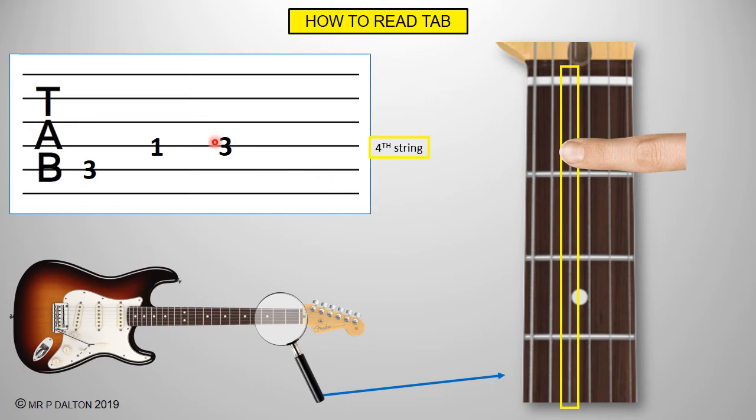Moving on to the next note, same string, so I'm staying on this string, but it's now saying a 3, so that means I'm going to move up to the 3rd fret, which is there. So I'm just sliding my finger up, place my finger on it, and it would sound like this. So if I was reading tab and I wanted to play that whole little phrase there, notes one after the other smoothly, it would sound like this.